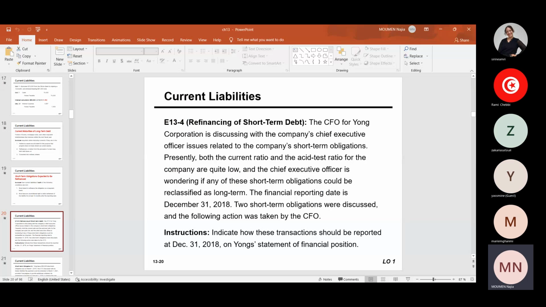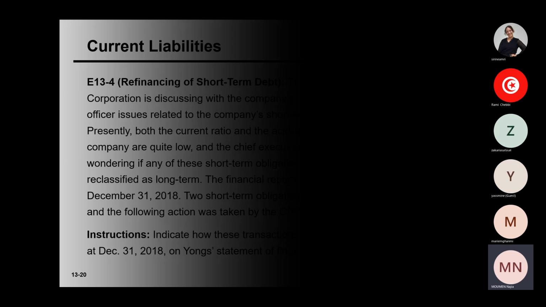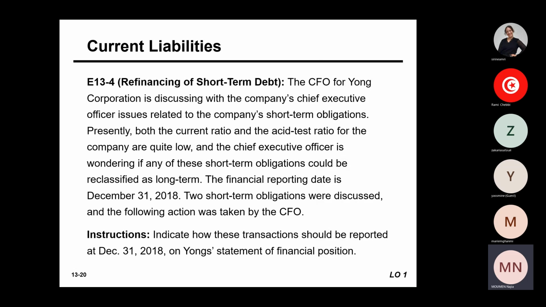So go back to the issue of current liabilities, or the short-term debt, if they are refinanced. How should we deal with them? The main question here was whether this short-term debt, if refinanced, should be kept as part of the short-term liabilities or should be reclassified as long-term liabilities. So we'll see the answer regarding that.